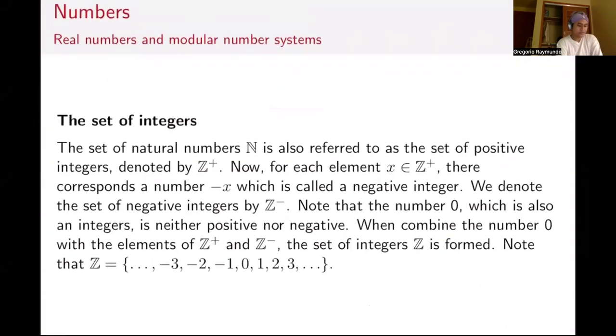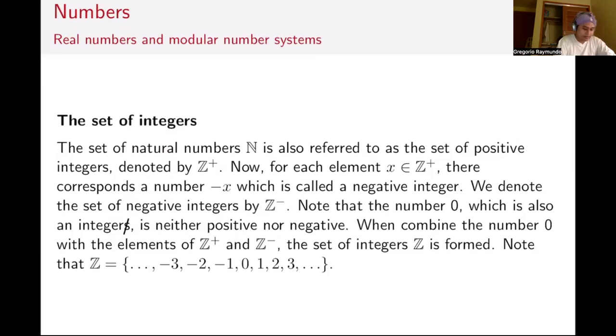The set of natural numbers N is also referred to as the set of positive integers, denoted by Z plus. So pareho lang itong dalawang symbol na ito. Now, for each element x in Z plus, there corresponds a number negative x, which is called a negative number. We denote the set of negative integers by Z minus. Note that the number 0, which is also an integer, is neither positive nor negative.